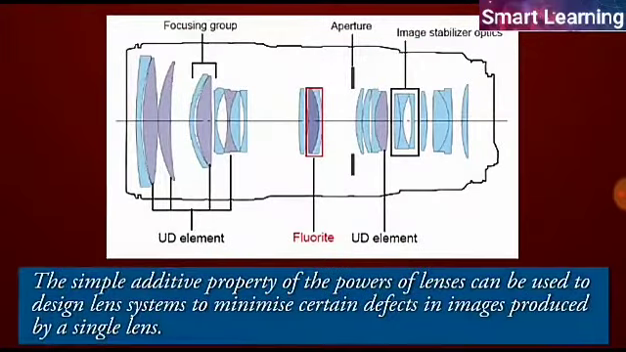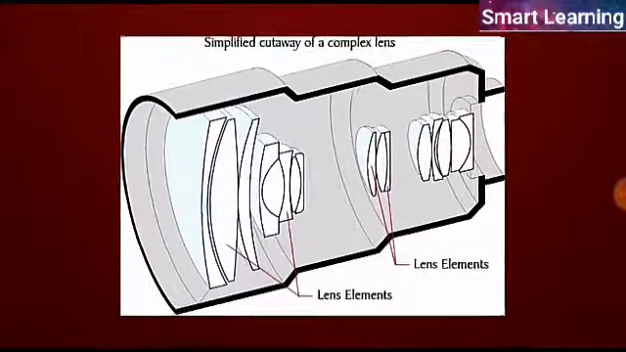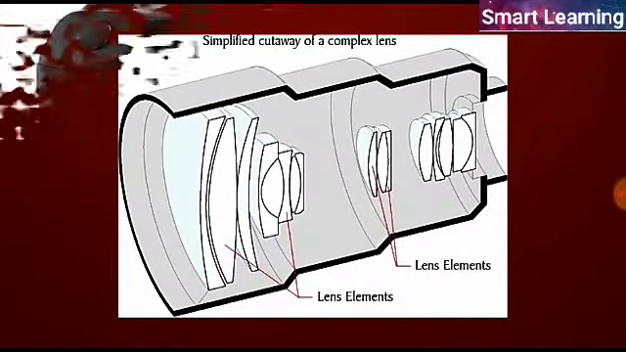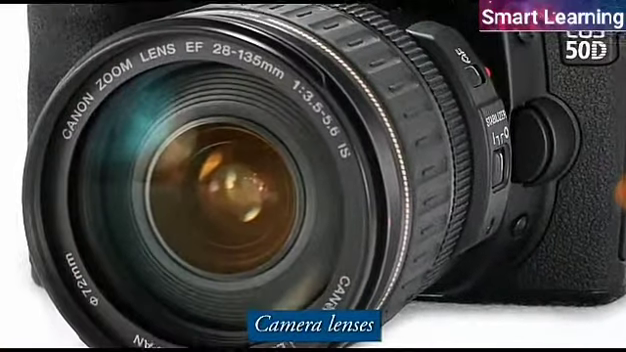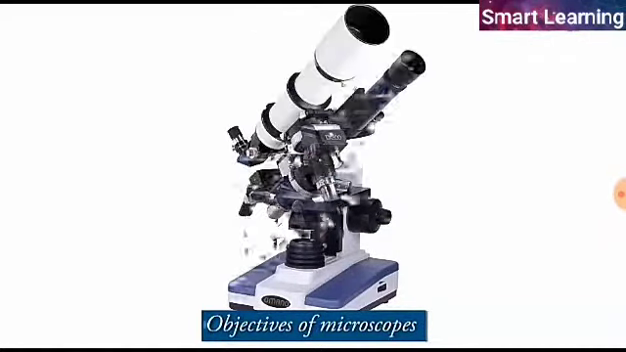The simple additive property of the powers of lenses can be used to design lens systems to minimize certain defects in images produced by a single lens. Such a lens system, consisting of several lenses in contact, is commonly used in the design of camera lenses and the objectives of microscopes and telescopes.